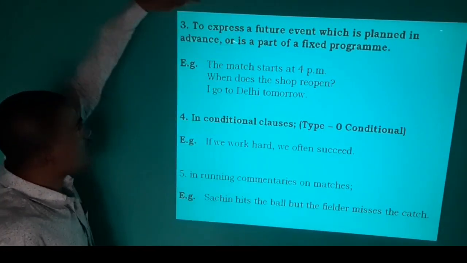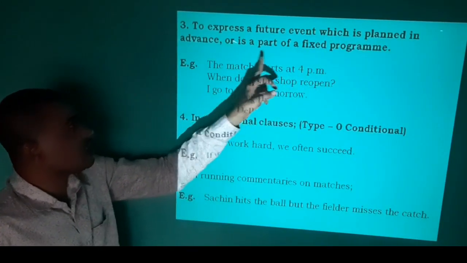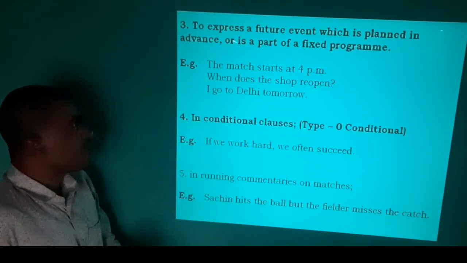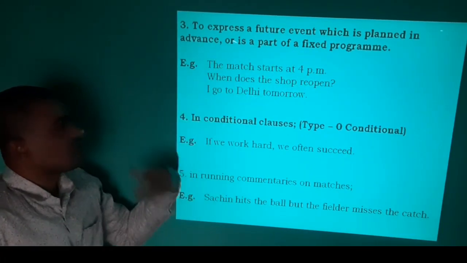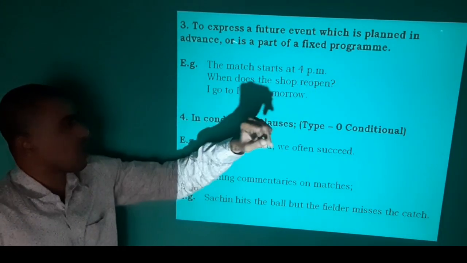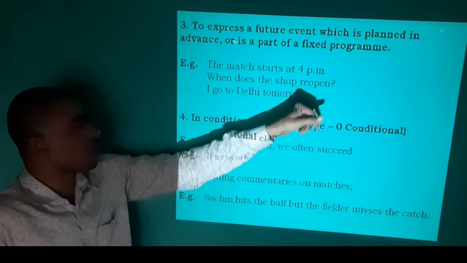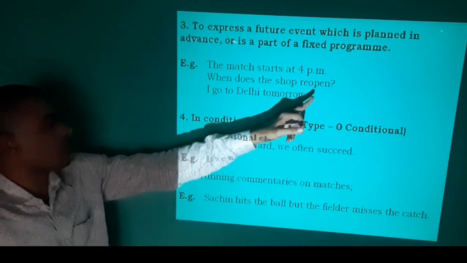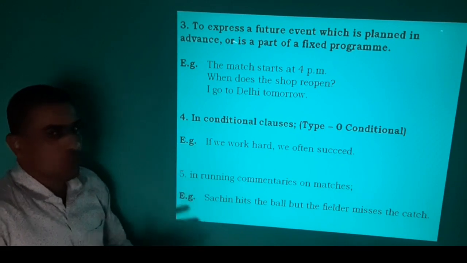Next one, to express a future event which is planned in advance or is a part of a fixed program. So if you look at these ones, to express a future event which is planned in advance, as a fixed program, then we talk in terms of simple present tense. The match starts at 4 p.m. When does the shop reopen? I go to Delhi tomorrow. So these are all fixed programs.